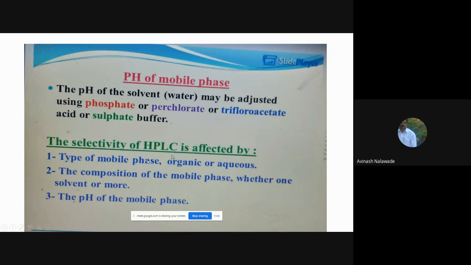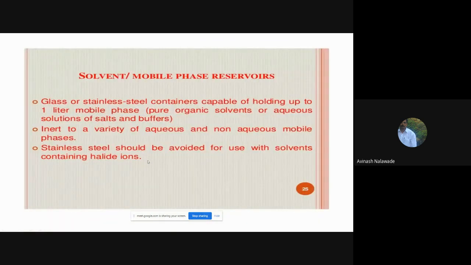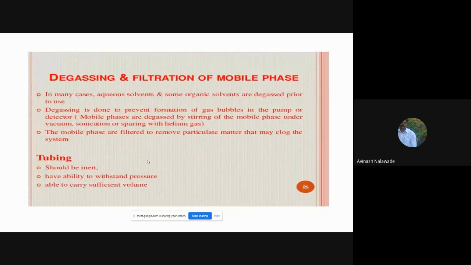So this is about the pH of the mobile phase. Then we have seen about the solvent or the mobile phase reservoirs initially. Then we have also seen about the degassing. Now, what is the purpose? When we are degassing the solvent, what is the purpose of the degassing? Degassing is done. See here, most important point which is asked in the objective questions.